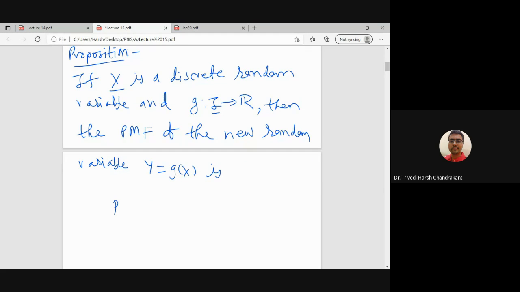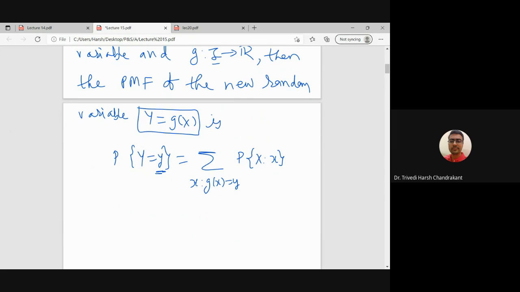which is given by the probability of the event Y equals y. Small y is some real number and capital Y is this random variable. So what is the probability of the event Y equals y? That is the summation of, we will find all x such that g of x is y. So we will find the probability of those x, the probability of the events X equals small x, where x is such that g(x) equals y.